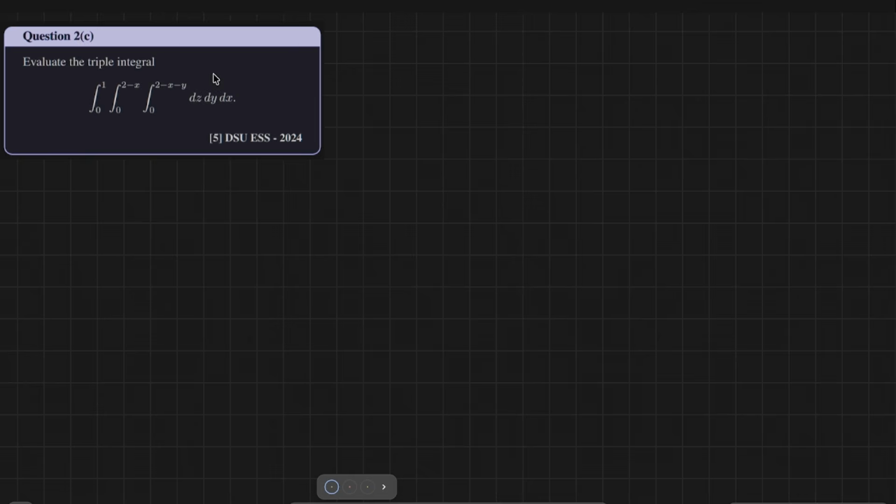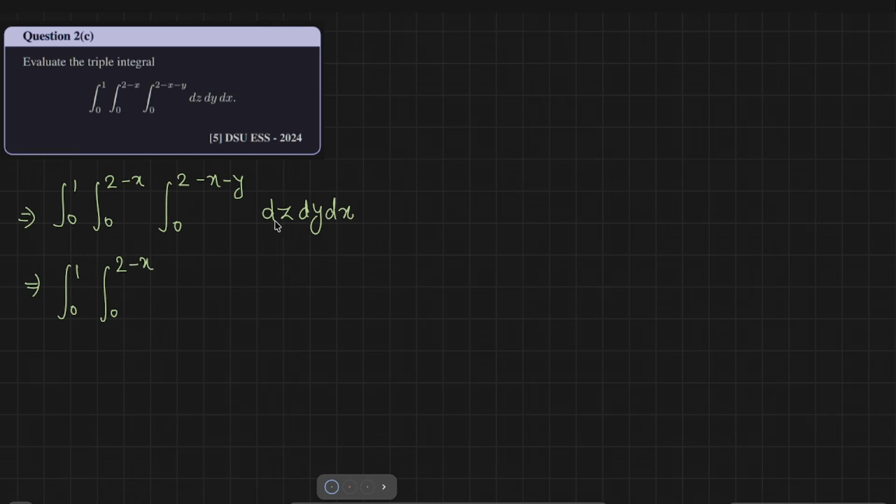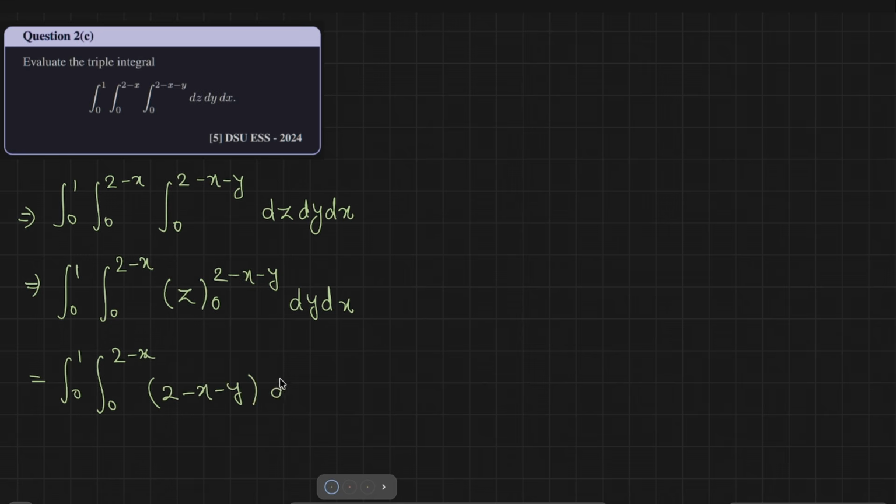Next come to 2C. It is related to the triple integral, 2024 question. It is a very direct question. So 0 to 1, 0 to 2 minus x, 0 to 2 minus x minus y, dz dy dx. To solve this triple integral, you have to start from the first integral, with respect to z. It will be z from 0 to 2 minus x minus y, and then dy dx. Now it is converted to a double integral. Put the limit 2 minus x minus y, and again it will be 0, dy dx.